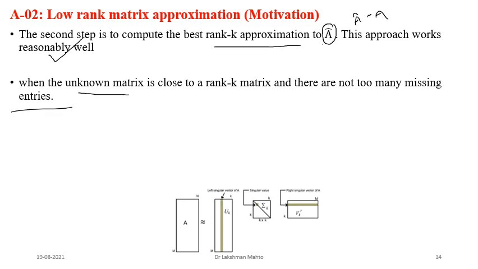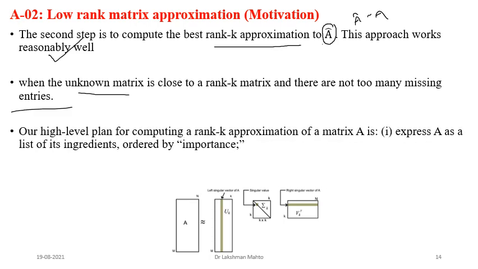When we observe that missing entries are very few, what will be our high level plan for computing a rank k approximation of a matrix? We have to express A as a list of ingredients that we can give a proper ordering by importance, whatever we need.